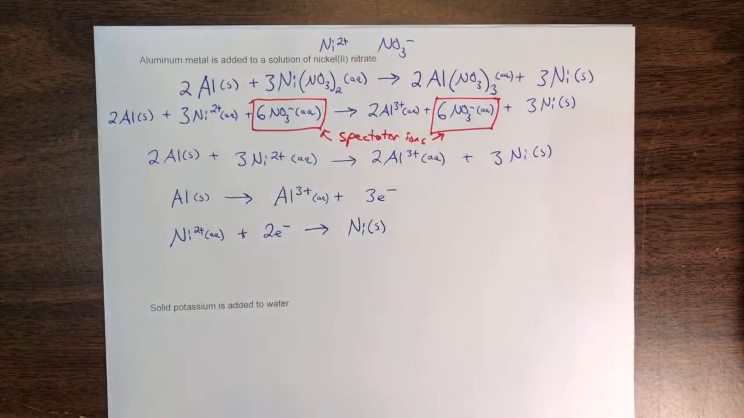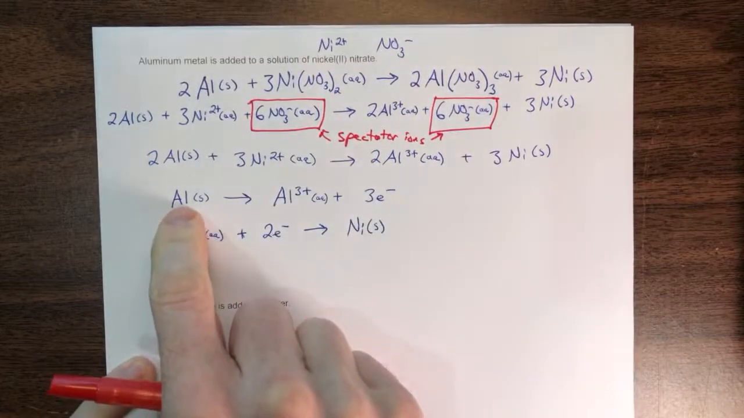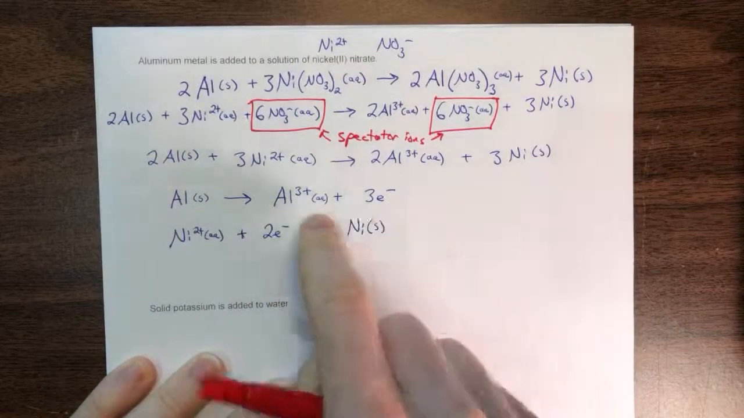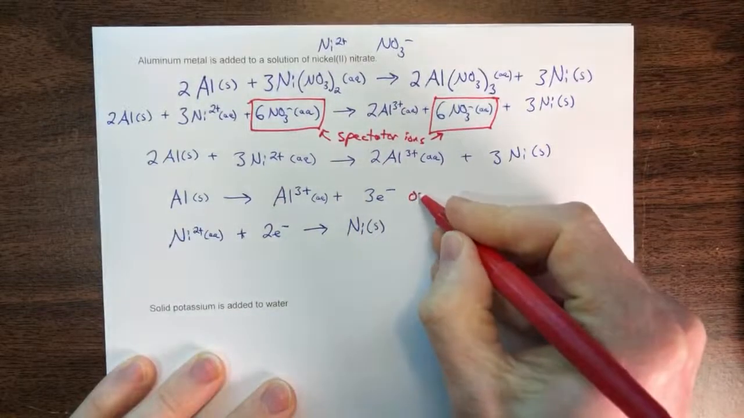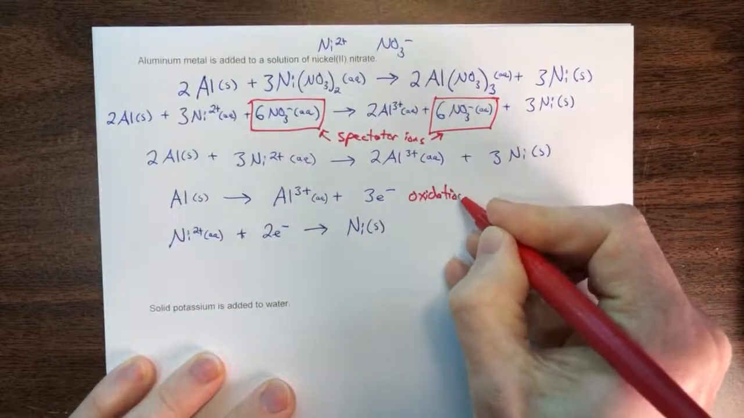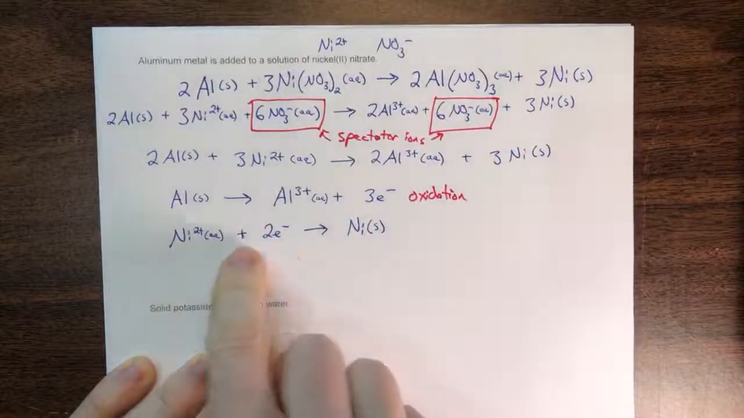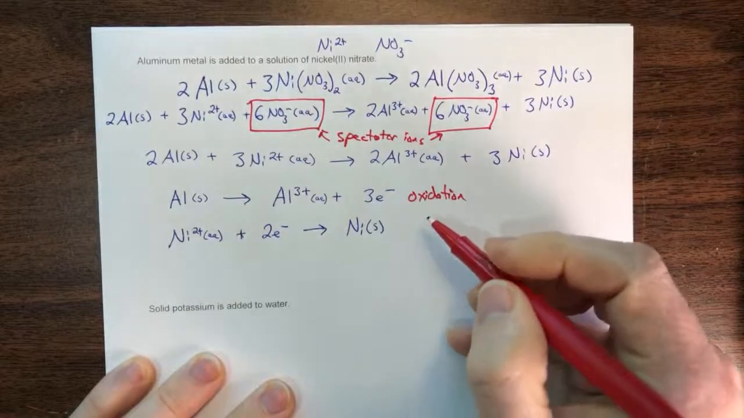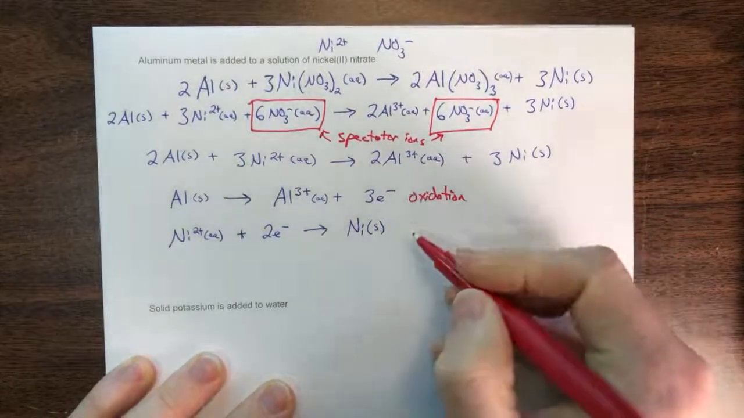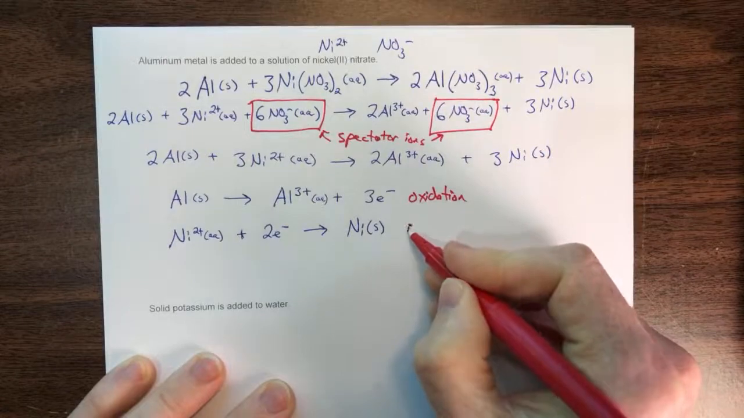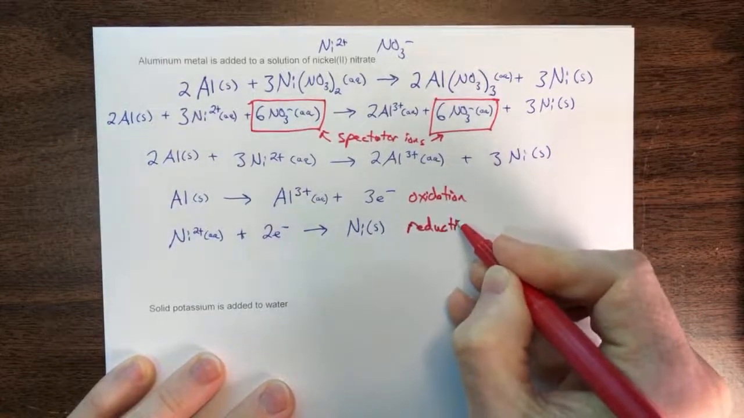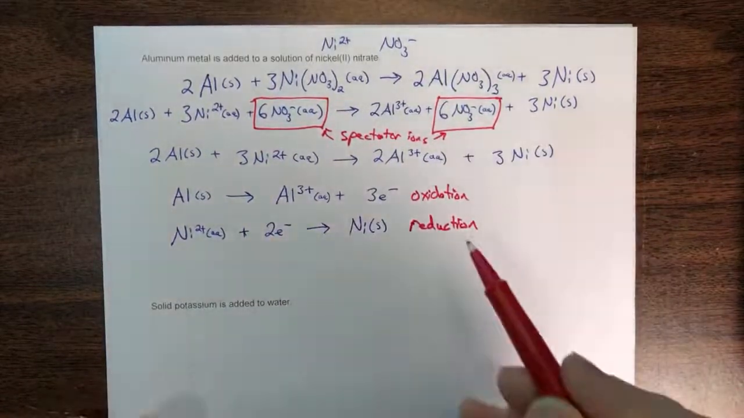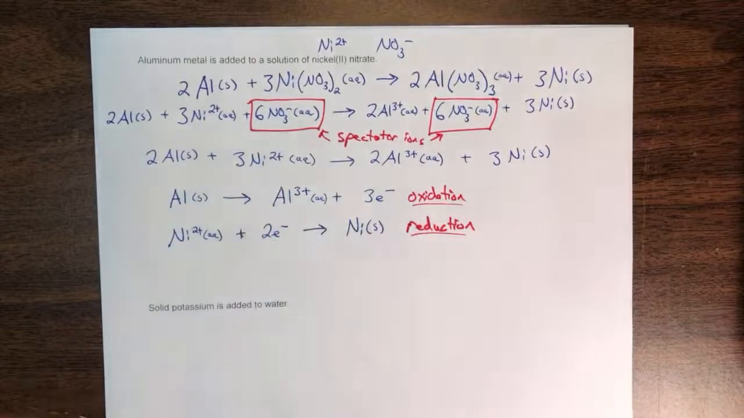Now we need to identify which one's oxidation and which one's reduction. We notice the aluminum is the one that's losing electrons. Losing electrons is oxidation, so that's the oxidation half. And nickel is gaining 2 electrons, so it is being reduced. Reduction is gaining electrons. So this is reduction.